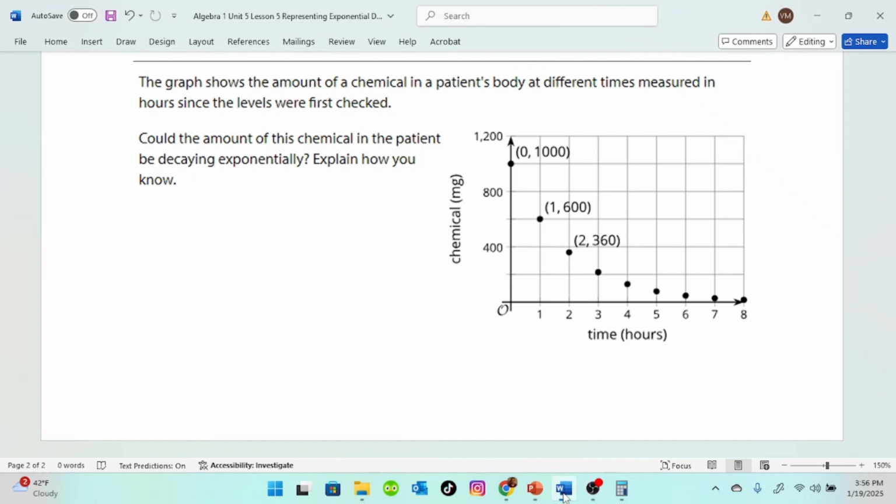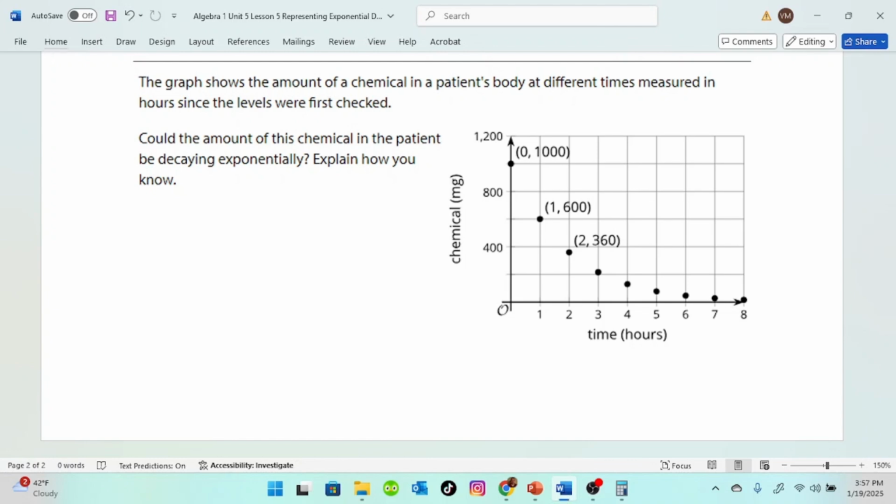Our last practice problem says the graph shows the amount of a chemical in a patient's body at different times measured in hours since the levels were first checked. Could the amount of this chemical in the patient be decaying exponentially? Explain how you know. So we have a graph with 3 of the points labeled. So we can check to see if those first 3 points are decaying exponentially, but we won't know for sure if all of them are because we don't have the actual points labeled on the rest of them.